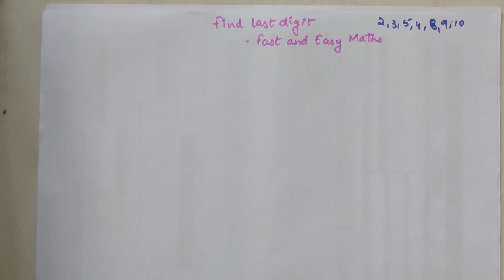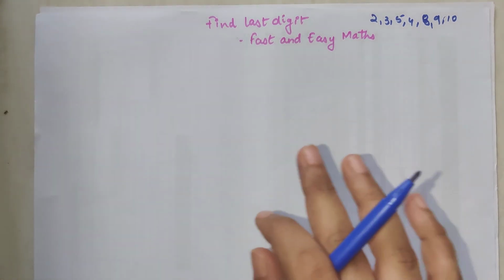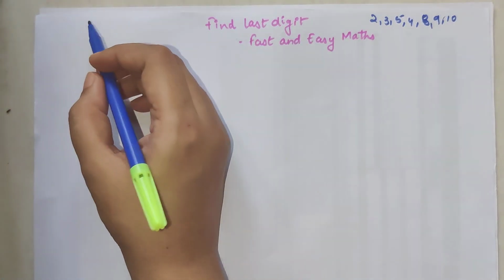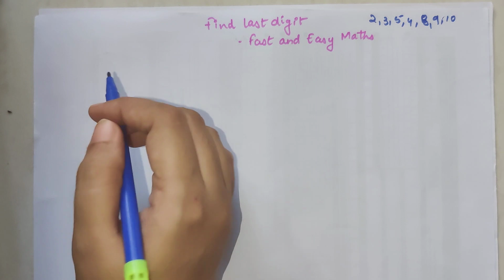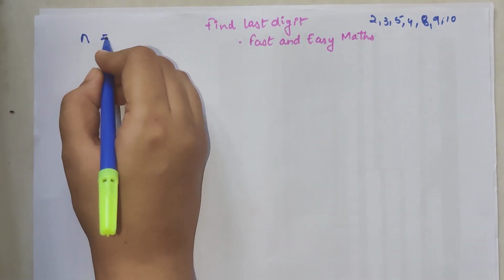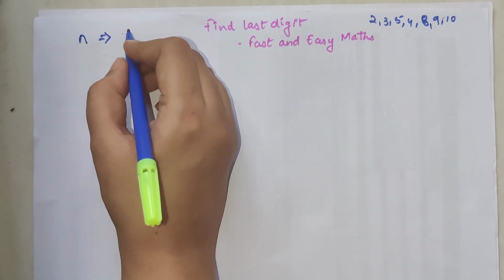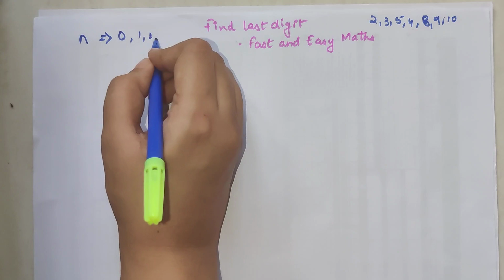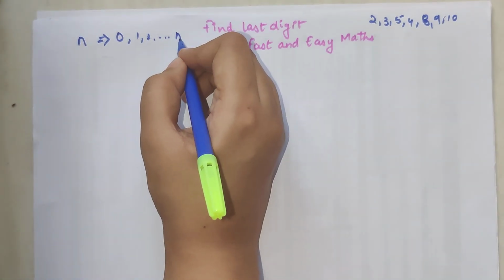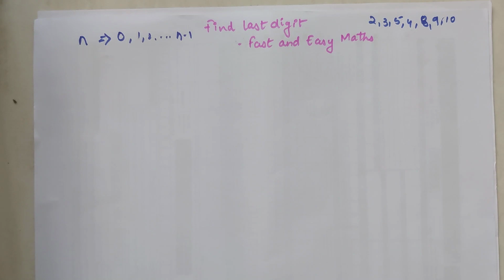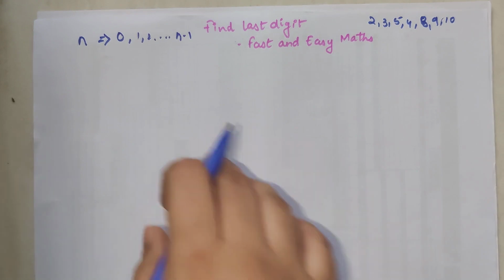Before going ahead, there are a few things I want all of you to know. Whenever you're looking for a remainder, let's say when a number is divided by n, the remainder can be anything from 0, 1, 2, going on till n minus 1. That is something which you need to always remember.